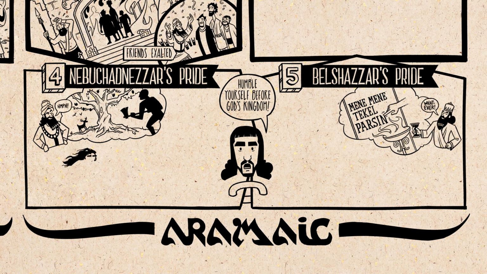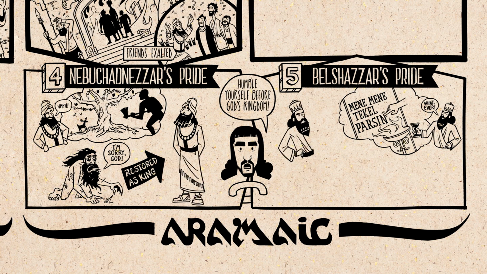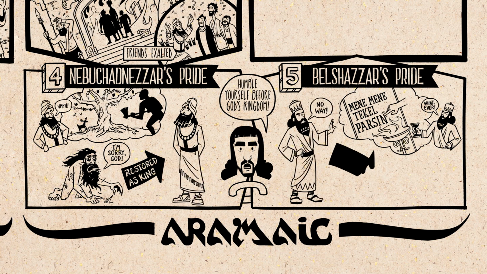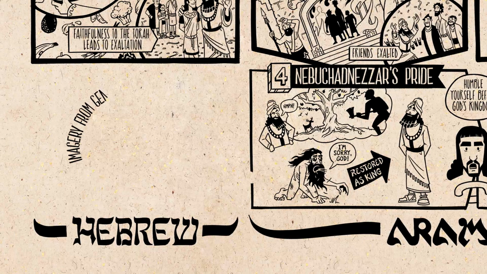So Nebuchadnezzar is stricken with madness. He becomes like a beast in the field. But then he humbles himself before God, and his humanity returns to him. He's restored as king. This is in contrast with his son, Belshazzar, who doesn't humble himself before God, and he's assassinated that very night.